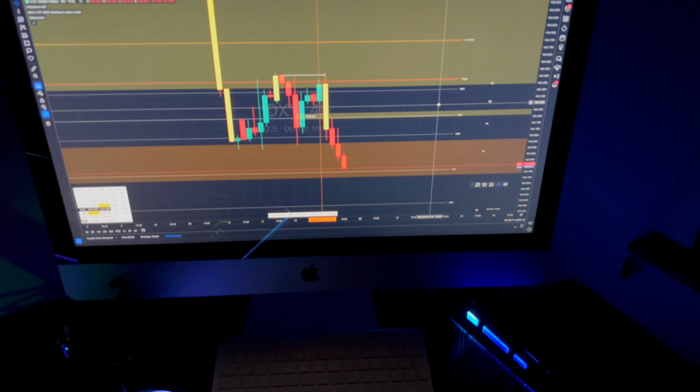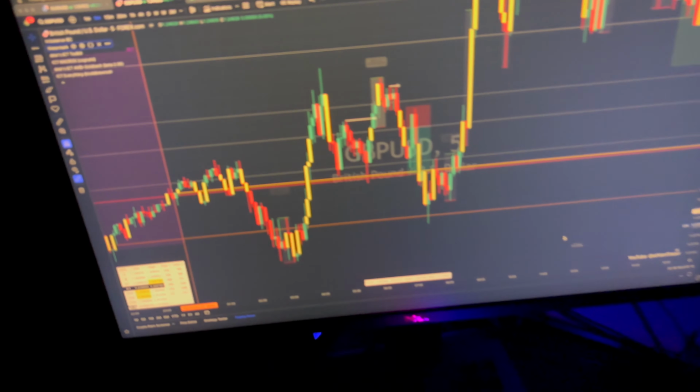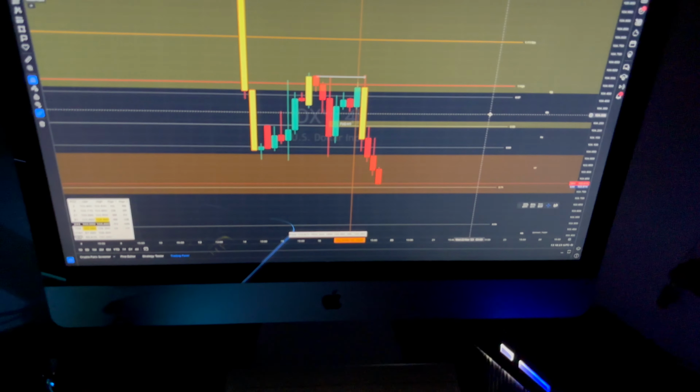But I thought this would be a nice, different form of getting to know me and showing you how I trade on a daily basis. So again, my execution happens on this monitor. My MT5 execution is here via the keyboard, and my high time frame analysis here.